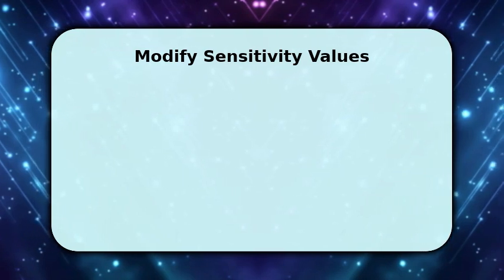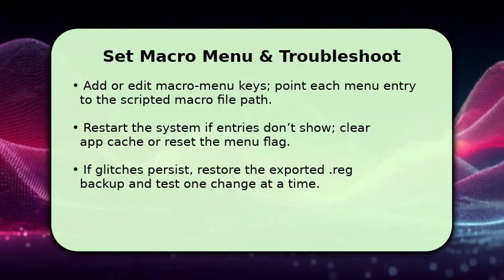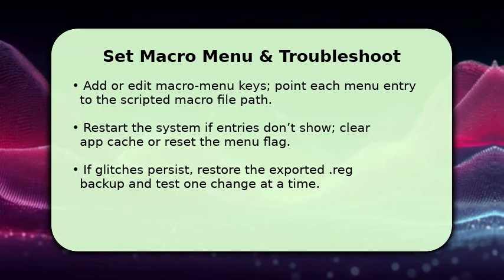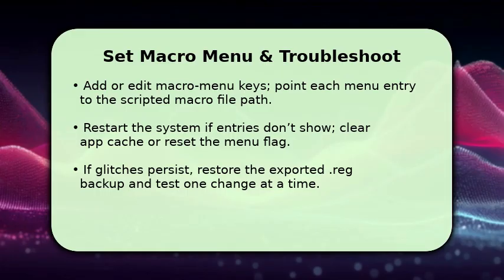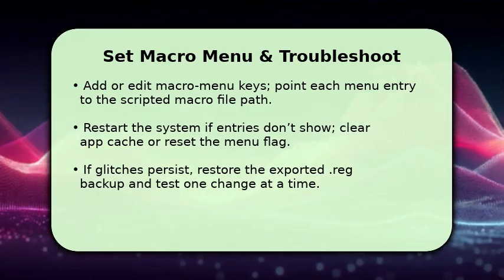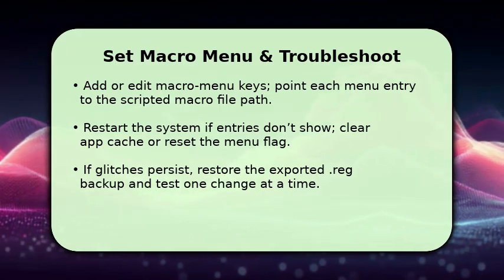Finally, wire the macro menu by adding or editing keys that reference your macro file paths and menu order. Ensure each entry uses the correct file name and extension so the app can read them. Once saved, restart the application or the system if the menu doesn't populate. Clearing the app cache or toggling a menu-enabled flag often resolves display issues.